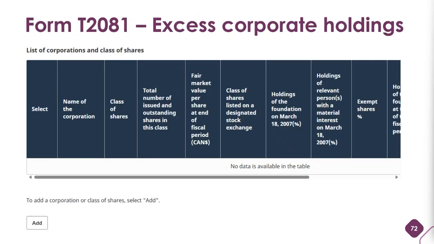The next form, Form T2081, is only for private foundations that held more than 2% of any class of shares of a corporation at any time during the fiscal period. If you have to complete this form, you'll have to answer the questions for each class of shares your charity held. This form is somewhat lengthy compared to some of the other sections. So again, we recommend that you allow a fair amount of time to complete this form. Note that when you get to section D of this form, you'll complete either D or D.1 according to the instructions, not both.